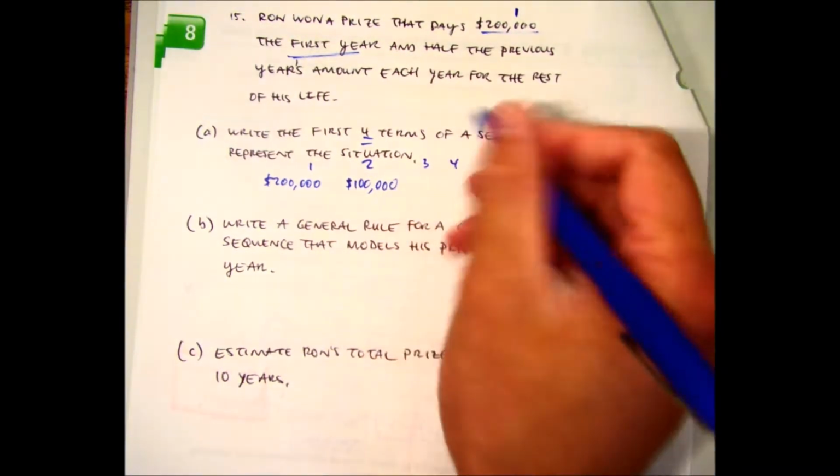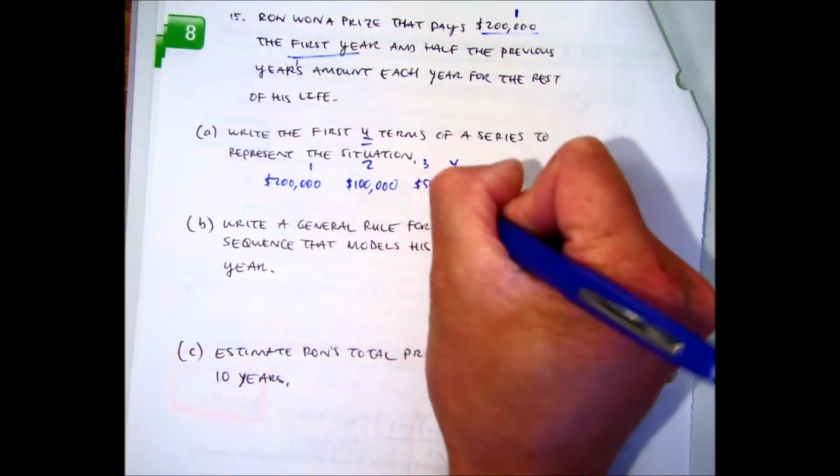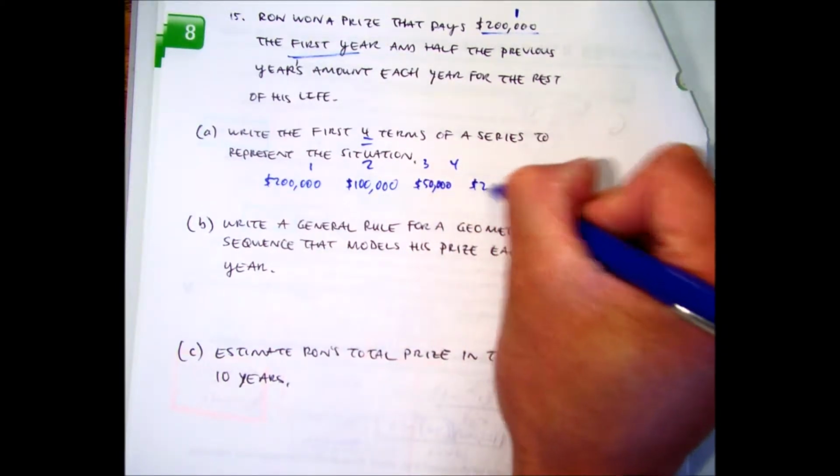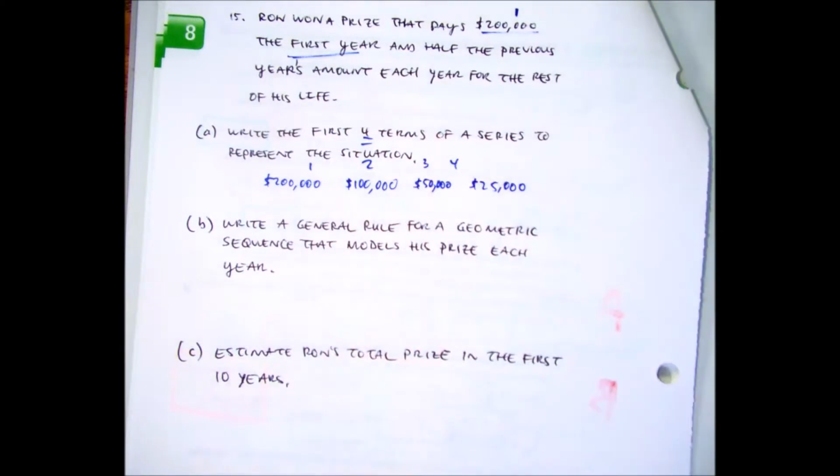And then the third year, 50,000, and the fourth year, 25,000. Raise your hand if you got that.